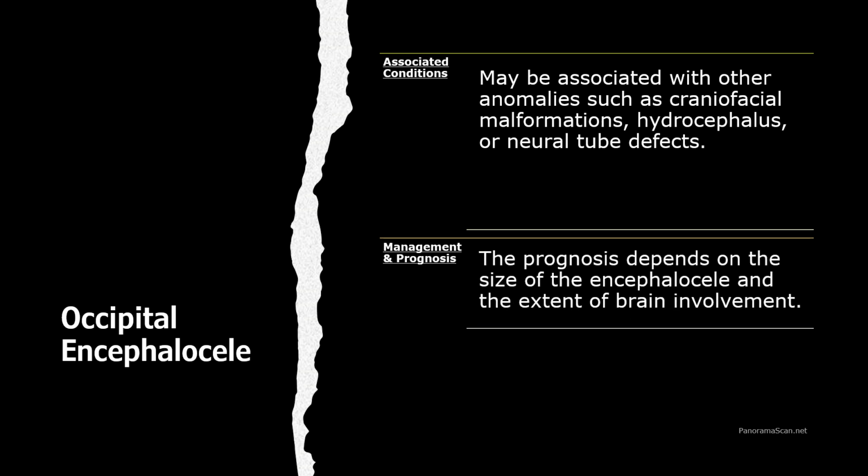The prognosis for this condition is highly variable and depends on two key factors: the size of the skull defect, and the second key factor is the extent of the brain involvement in the protrusion. In cases where minimal brain tissue is involved, the prognosis may be more favorable. However, if critical areas of the brain are included, the condition often leads to more severe neurological deficits.